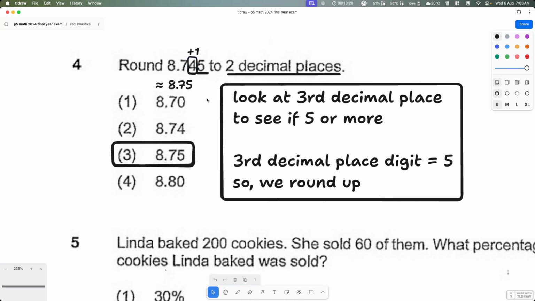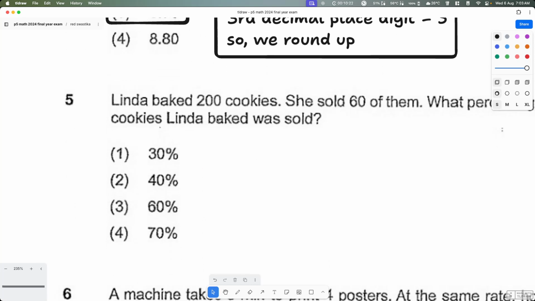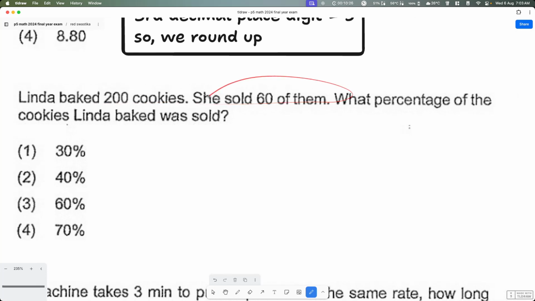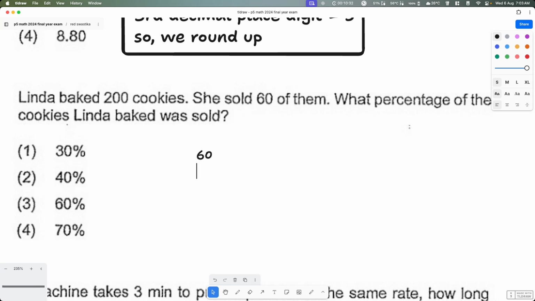Question number 5 in this case. Linda baked 200 cookies. She sold 60 of them. What percentage of the cookies Linda baked was sold? So we put 60 out of 200 and then we multiply this by 100 percent. From here, what can we do?